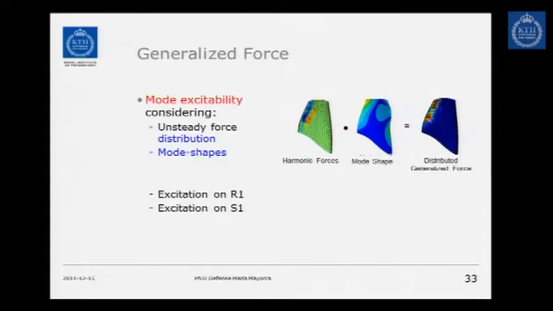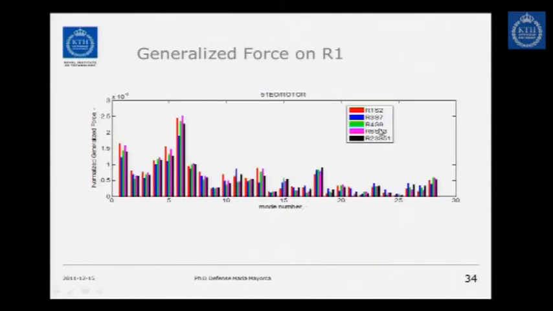The variable that we're looking at is called generalized force. It represents the mode excitability. In this case, the generalized force will tell us some information about how the unsteady force is distributed over the blade. This is the harmonic force distributed over the blade, and its relation with the mode shape. And this we check on the rotor and on the stator blade.